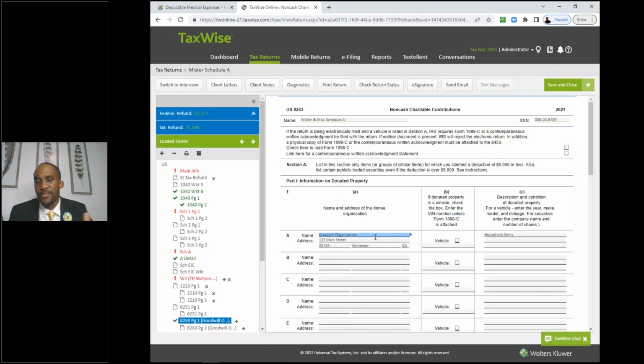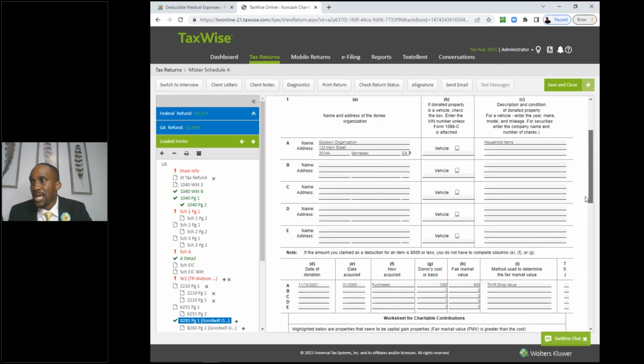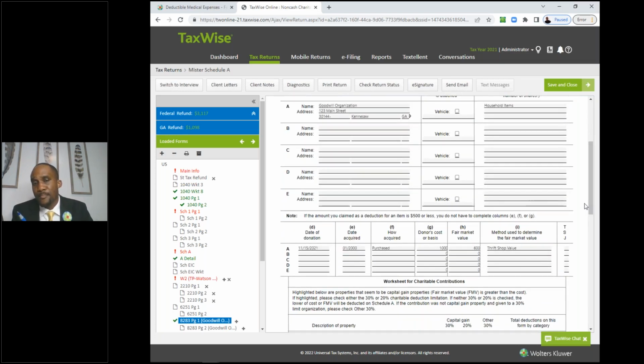Oftentimes clients donate clothes and furniture and things of that nature to Salvation Army, Goodwill, but they don't necessarily go and look up the value, right? Encourage your clients, go look up the value, get an understanding of what's going on, because that's money. That's a tax deduction. And remember what I said, the deeper you go with the client, the better the retention, the stickiness, the more results that you can have for that client. So the client donated some household items, and we can see we got a fair market value of $600 that they've assessed from looking at the website and valuing things.